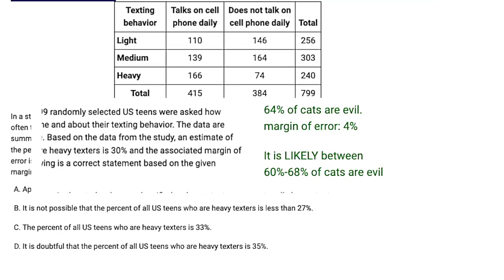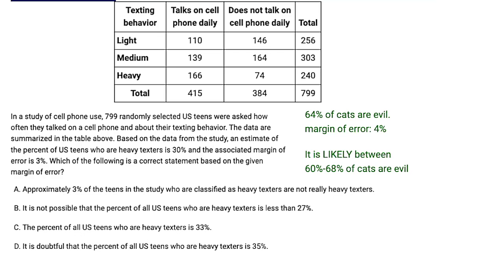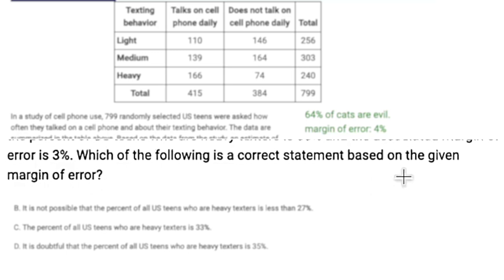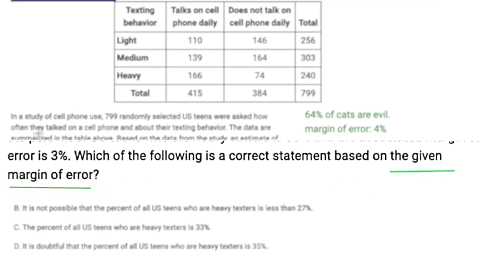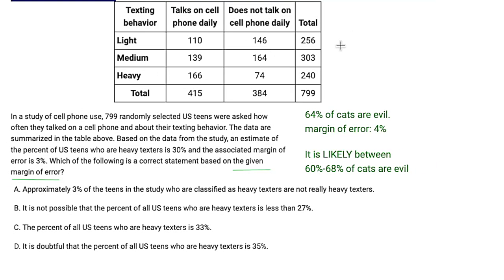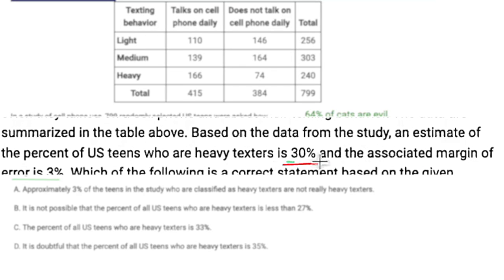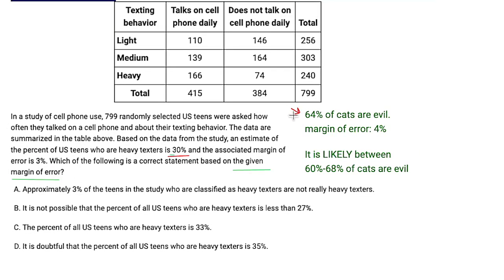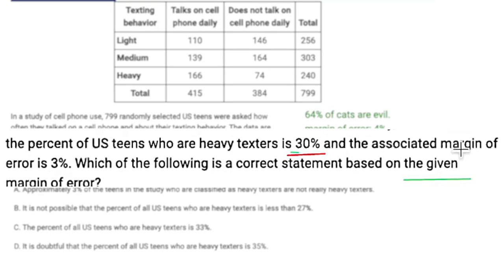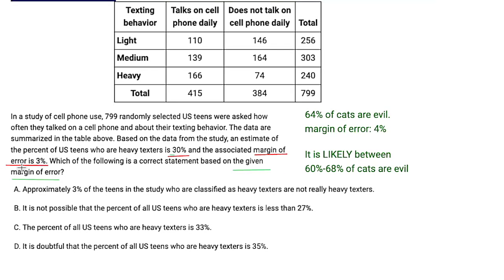And like I said, I do like to start with the main question, which is why I immediately saw that this was a margin of error question. It says, which is the correct statement on the given margin of error? And the reason that this is so fantastic is we don't have to look at this chart. We don't have to look at the whole question. We just have to figure out what the margin of error is and then sort of cherry pick from there. So here it says the estimate of heavy texters is 30%. So that's like my 64% of evil cats. And then the margin of error is 3. So in my head, I'm thinking it's likely that 27 to 33% of teens are heavy texters.